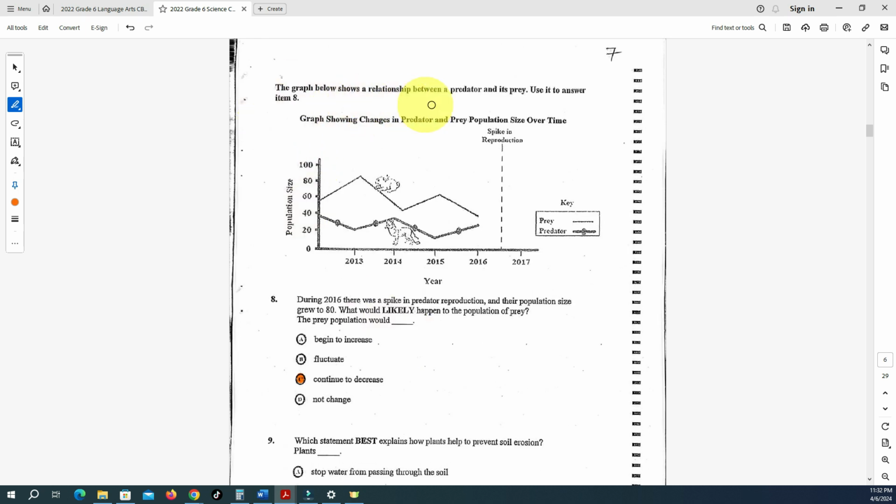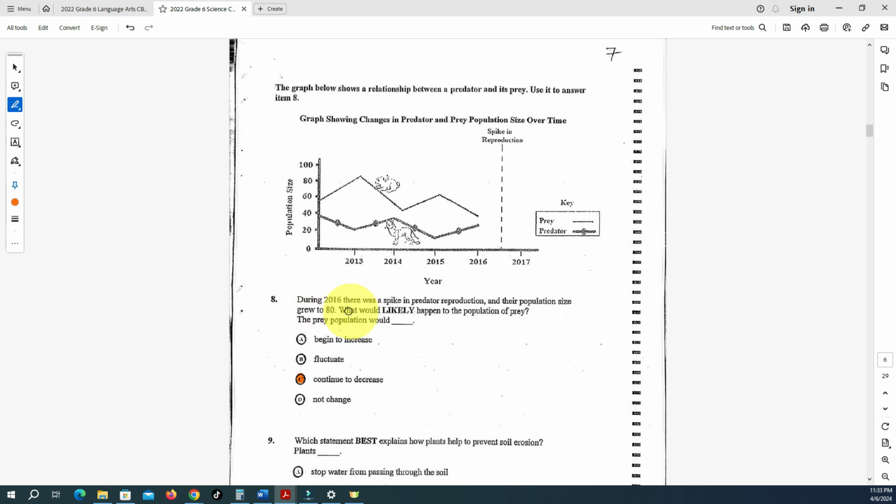The graph below shows a relationship between a predator and its prey. Use it to answer item 8. So here's the graph, and it shows that the y-axis over here is showing the population of both the prey and the predator. And down here is showing the years in which we're measuring for the prey and the predator. Over here is a key that shows this thinner line is for the prey, and the bigger line with, I think a circle, is for the predator.